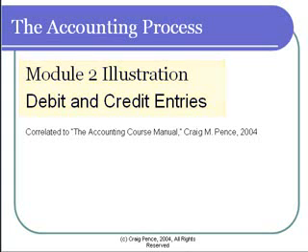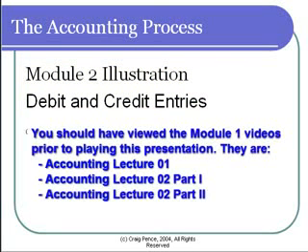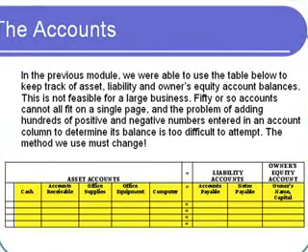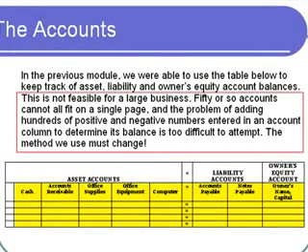In Module 1, we learned to analyze business events to determine which were transactions that had to be recorded in the accounts. Transactions were the events that did cause changes in assets, liabilities, and owner equity. And we recorded them using a table with accounts where we recorded increases and decreases in columns and then determined the account balances by adding and subtracting at the end of the period.